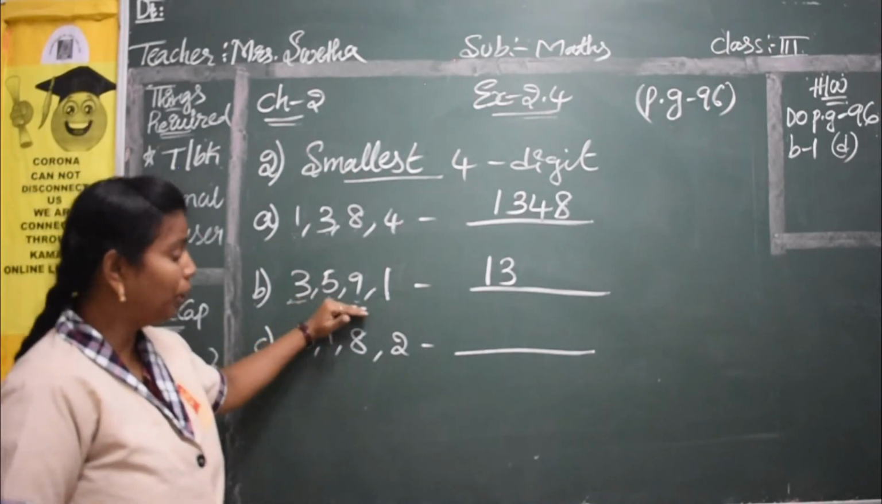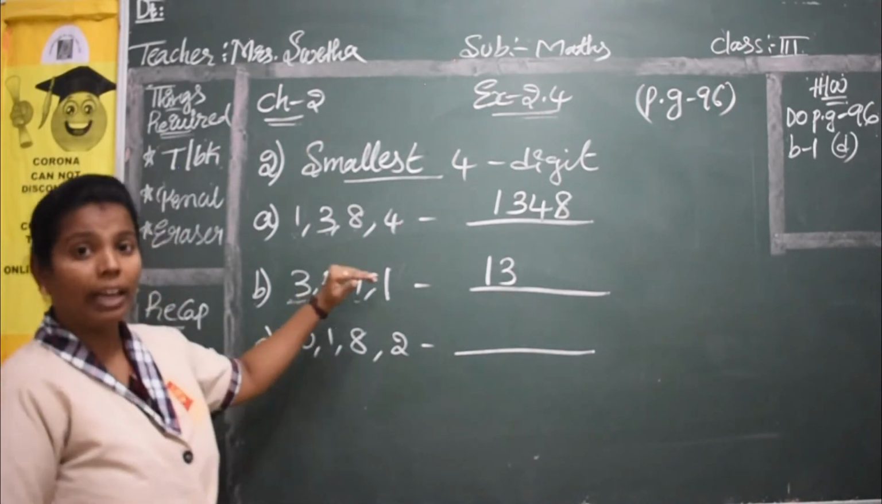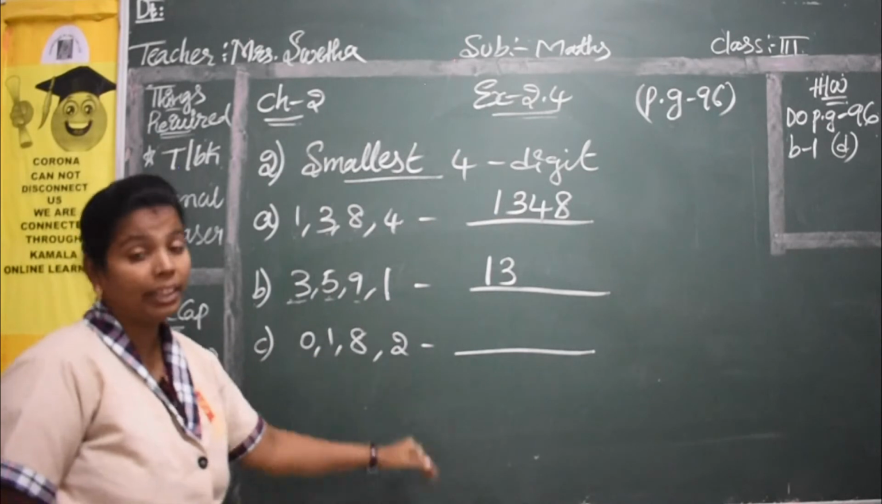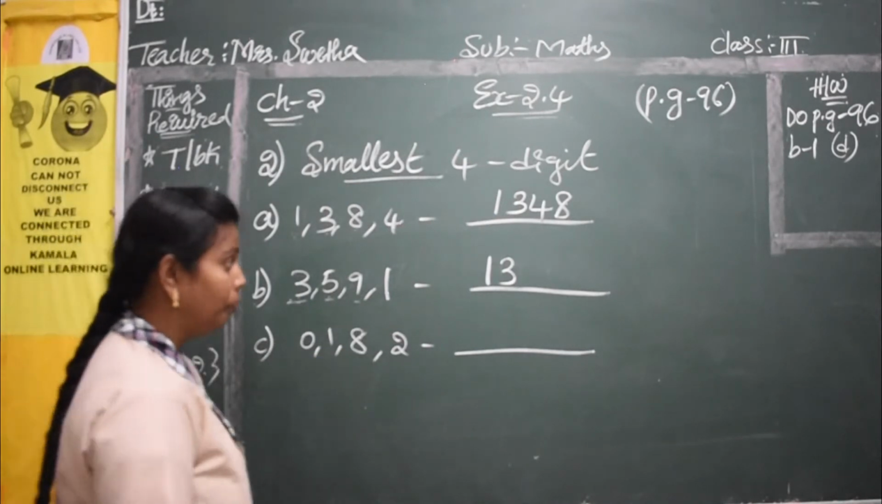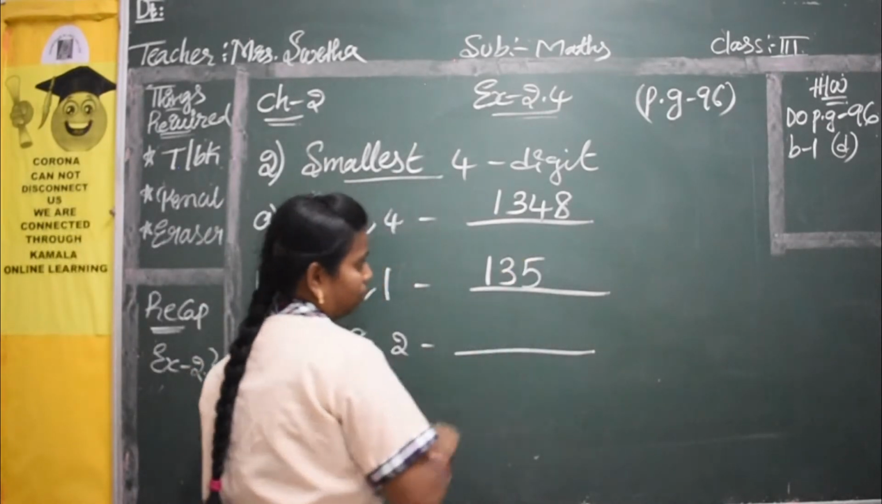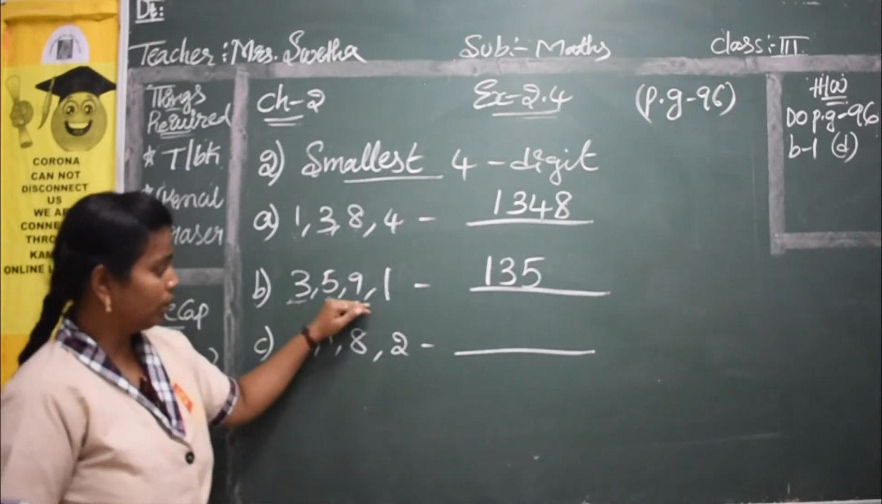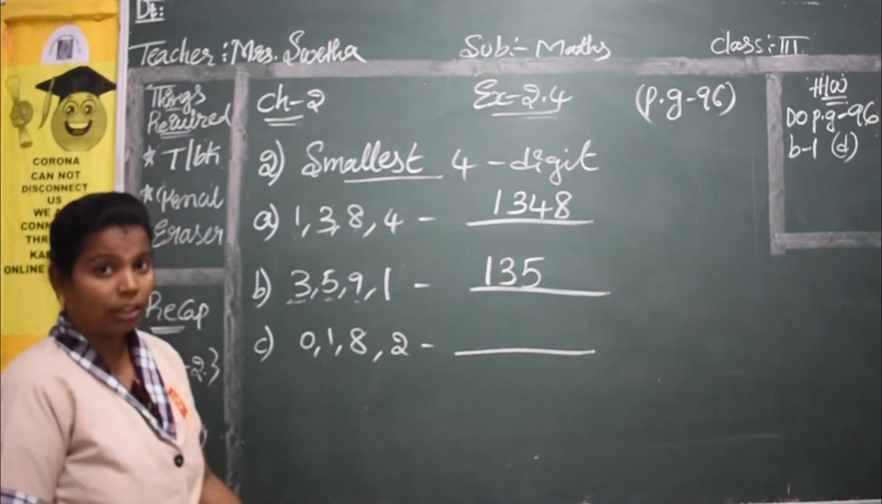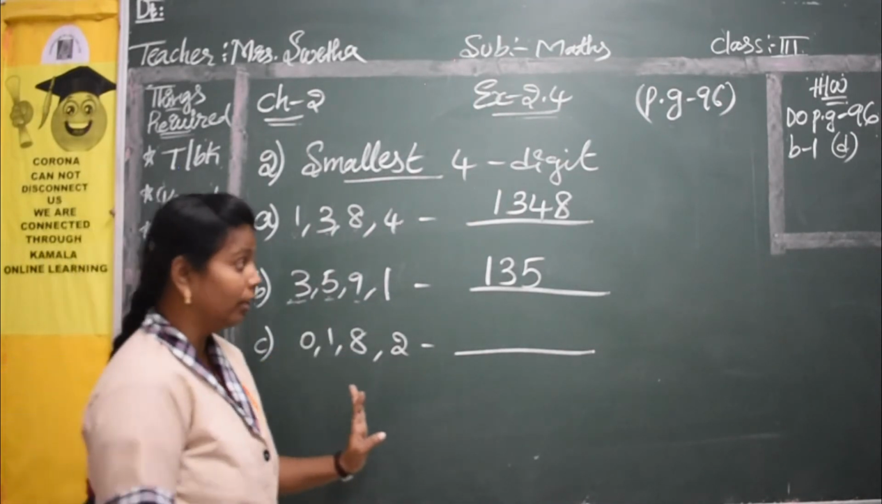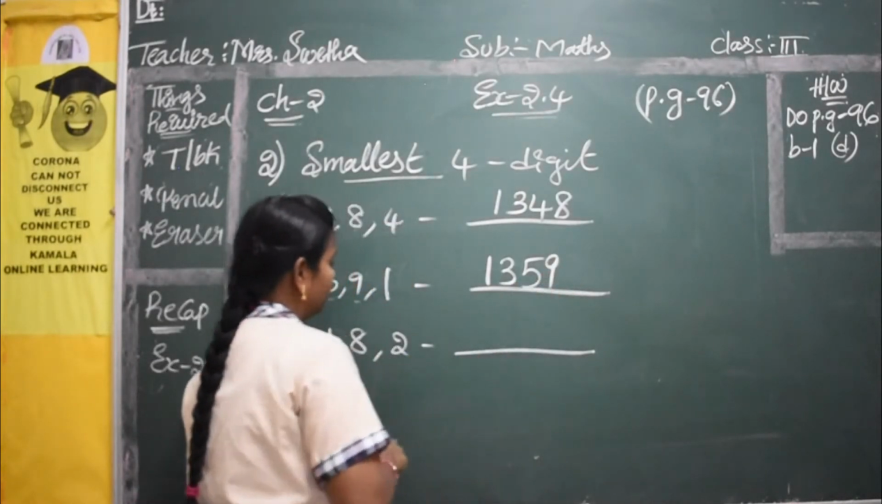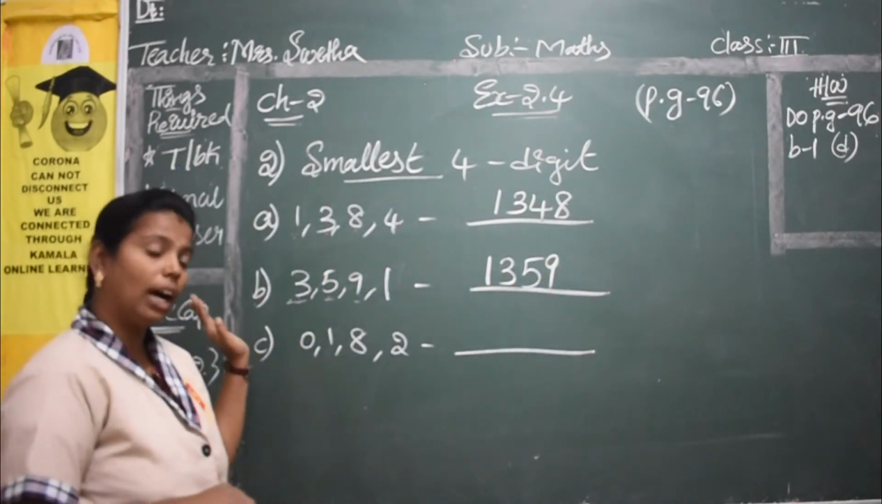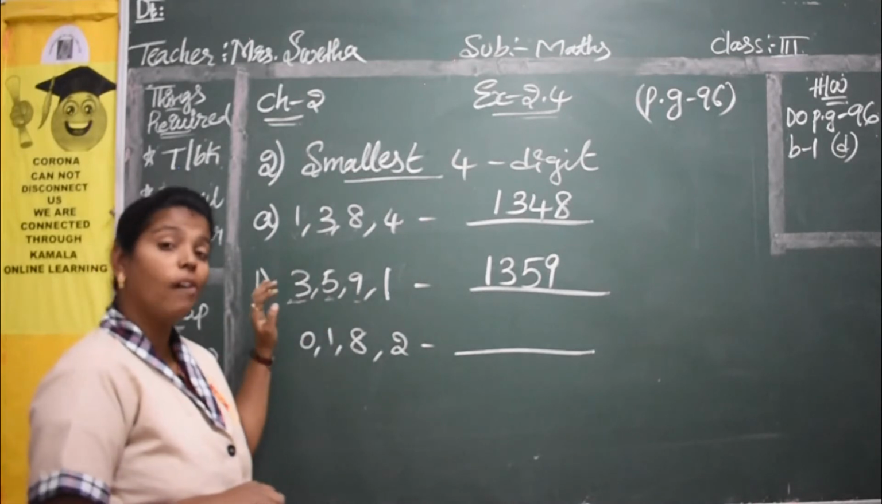Only 2 numbers are left here again, 5 and 9. From this 5 and 9, which is the smallest number? It is number 5. Okay? So see the next number. What is the next number? The left out number, the last number. It is number 9, the greatest of all the numbers.